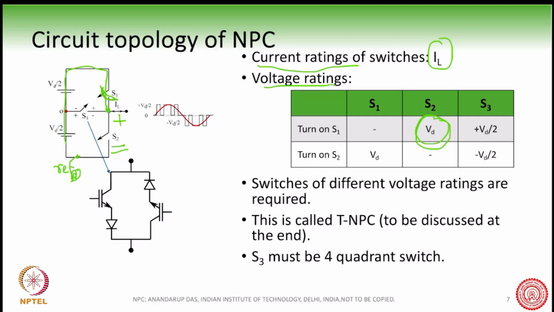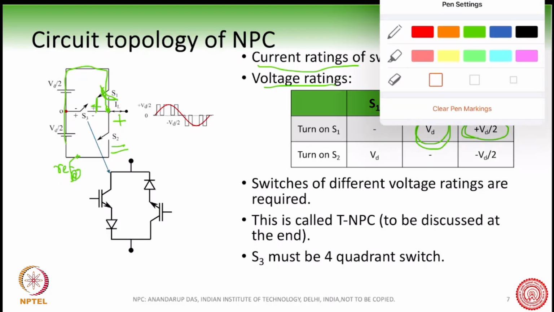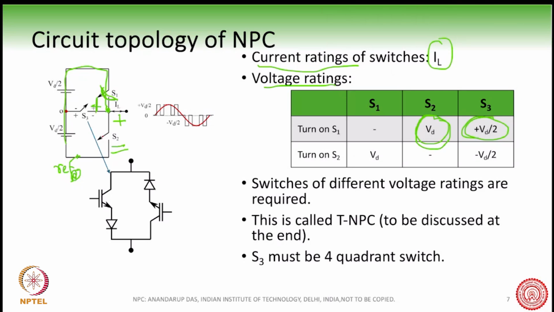But what about S3? How much voltage does it have to block? You can see here, this point is plus, and therefore the voltage across S3, you can see clearly, is plus VD by 2, with the plus shown in green in the slides. But on the other hand, suppose you turn on the lower switch and you turn off S1. S1 is now off.